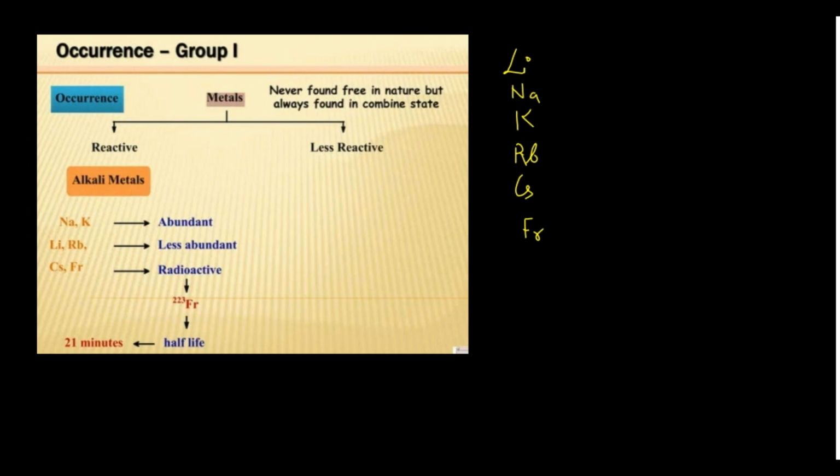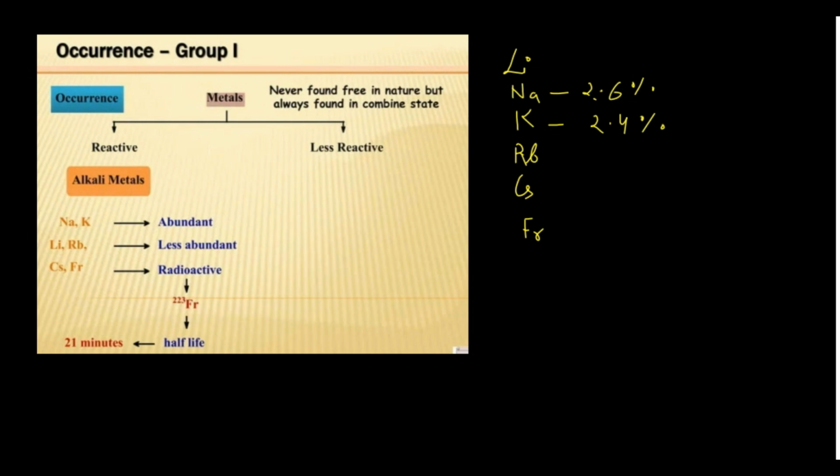Out of these, you can see sodium and potassium are quite abundant in nature. Their concentration in nature is very high. If you check the biosphere, nearly 2.6% sodium abundance is there, and potassium is nearly 2.4% abundant in nature. You should know this thing.